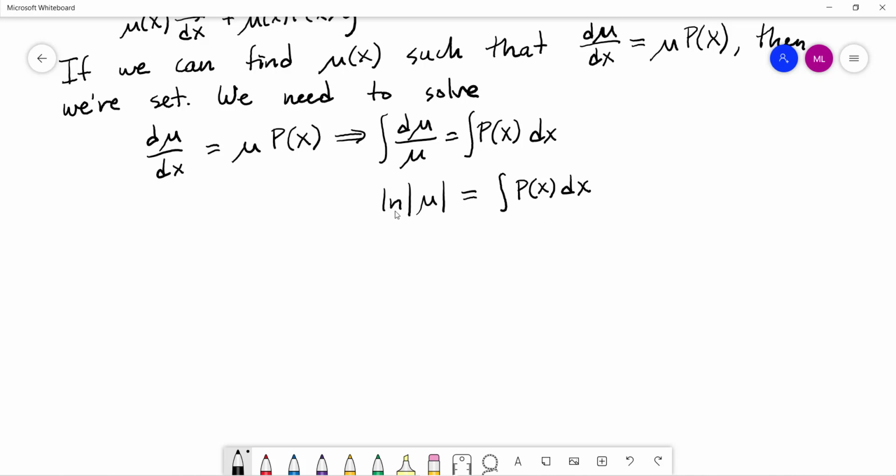I need to get rid of the natural log because we were trying to solve for mu. Again, our goal is to, can we find mu such that this relationship holds? So our goal is to solve for mu. I'm going to exponentiate both sides, and when I do that, this is the same as we did before, so I'll get e to the natural log of the absolute value of mu is equal to e to the integral of p of x dx.